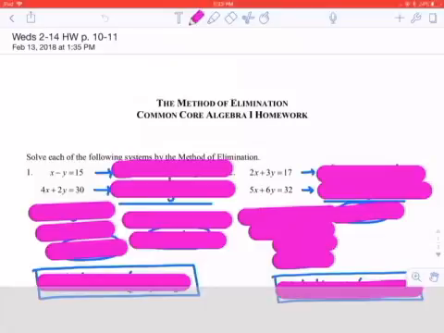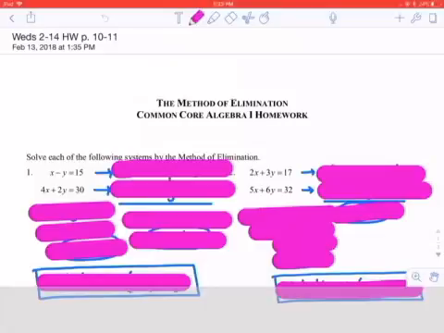All right, and welcome to your screencast of Wednesday, Valentine's Day's homework. It's pages 10 and 11 in your Unit 5 packet, and we're going to be working with solving systems of equations with the method of elimination.